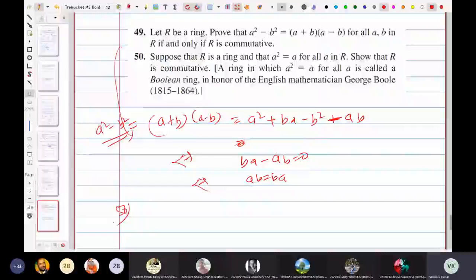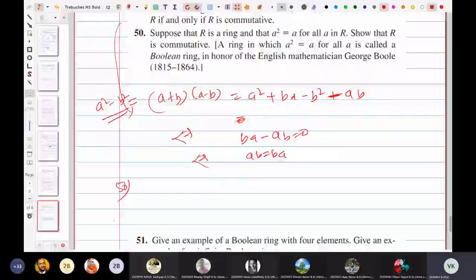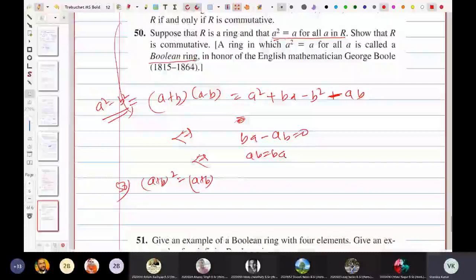In the next question, question number 50, suppose R is a ring with a squared equals a. This type of ring, where this holds for all elements, is called a Boolean ring. We must show that R is commutative. For this you can take (a plus b) squared, which equals a plus b by what is given, and this implies a squared plus ab plus ba plus b squared.